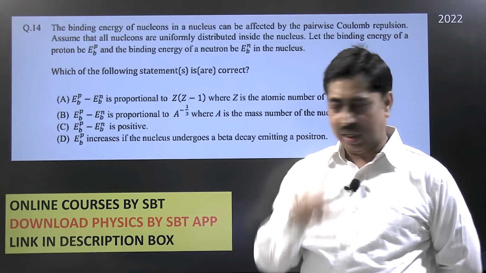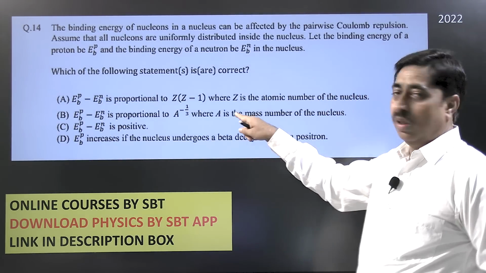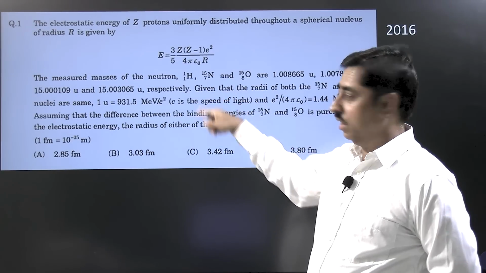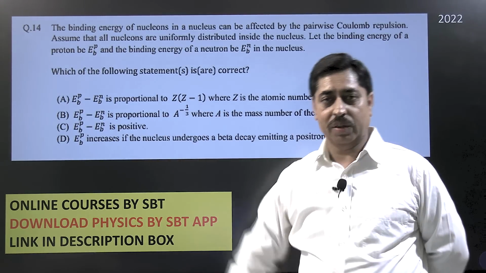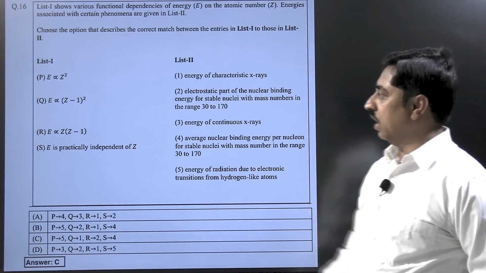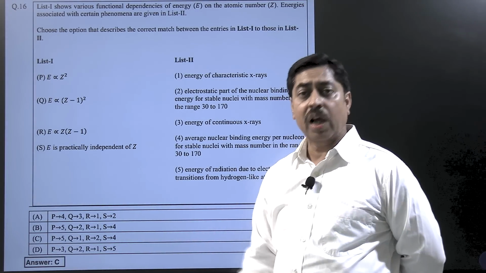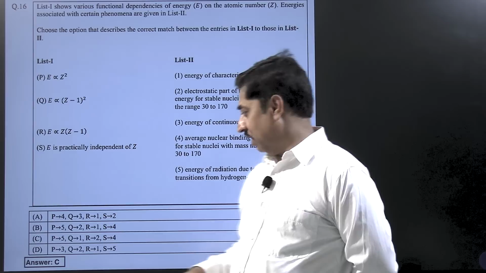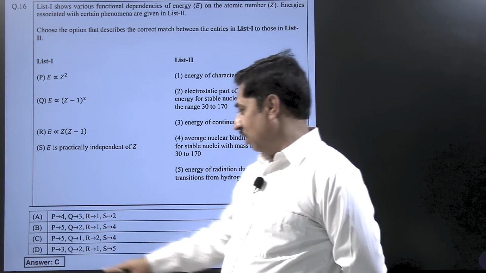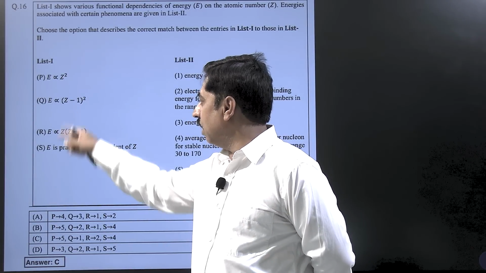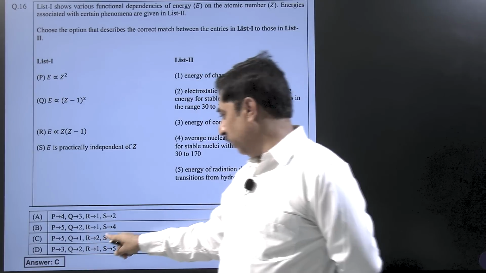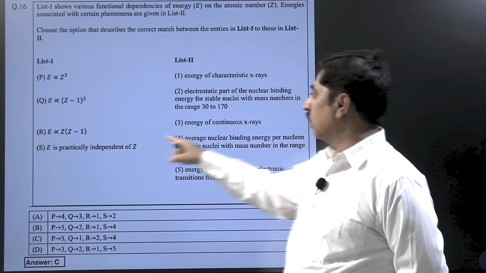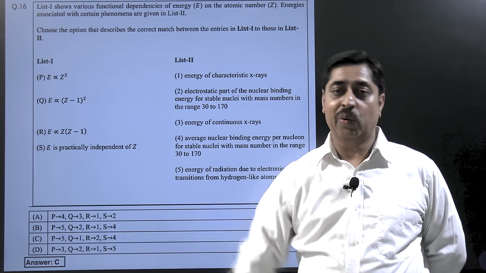A detailed video, I will give it in the link. So you taught us this, and then you forgot after a few years. And then again this year you have asked the same thing, and this time correctly. You have gone back to 2016. You have given the answer as C, which means R matches with 2. So E is proportional to Z minus 1, the electrostatic part of nuclear binding energy.